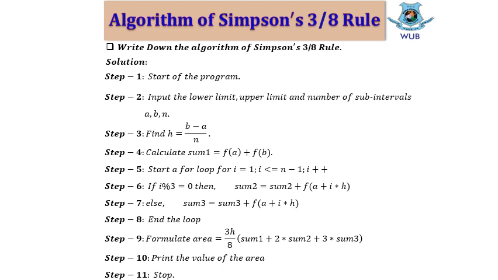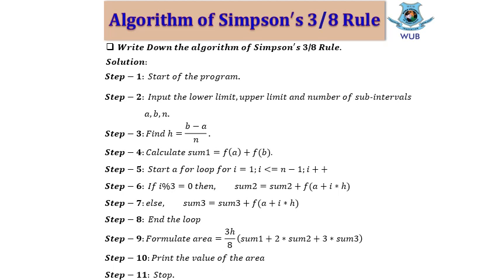Okay, at first you have to start your program, then initialize the variables and take inputs from the outside world like a lower limit, upper limit, and subintervals. And from these inputs, you have to calculate the interval, which is indicated by h, then calculate sum 1, which is f(a) plus f(b), and you have to execute a for loop which starts from 1 and runs up to n minus 1.